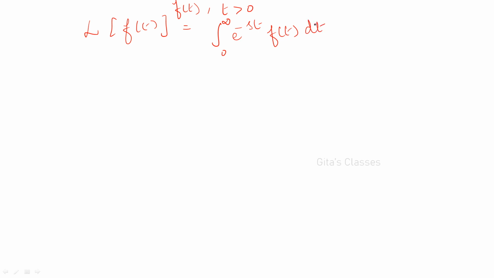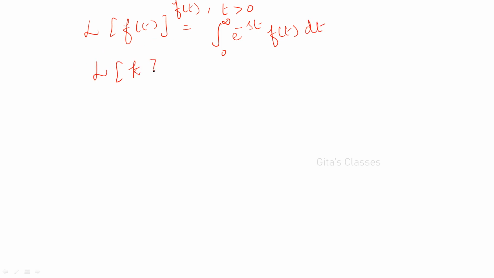In the previous class, we defined L of f of t for t greater than 0. It is defined only for functions f of t where t is greater than 0. By definition, it is the integral from 0 to infinity of e power minus st f of t dt. This is the Laplace transform of f of t.